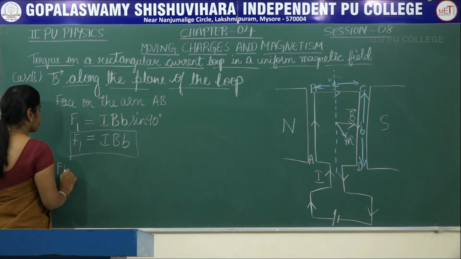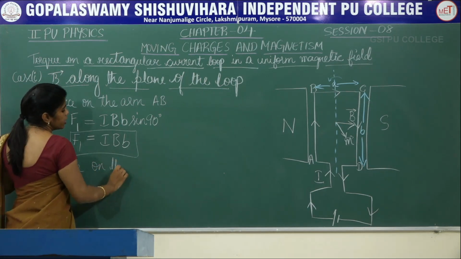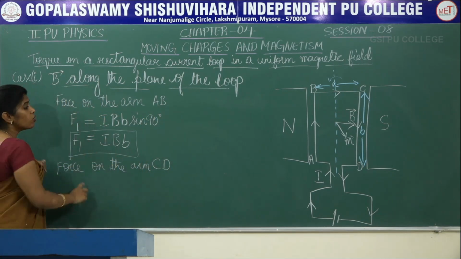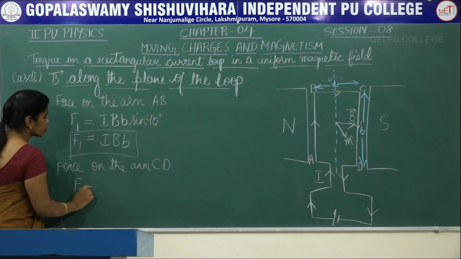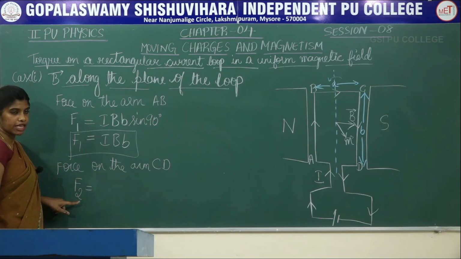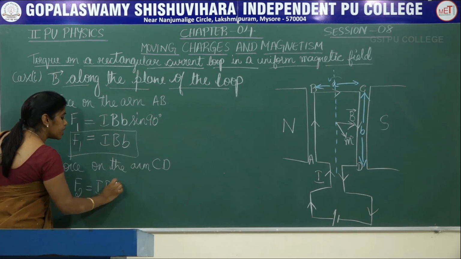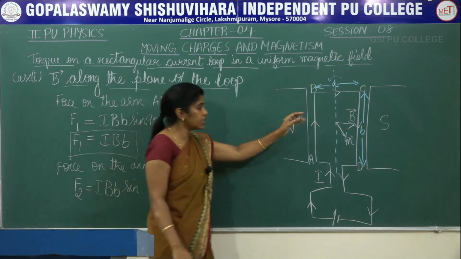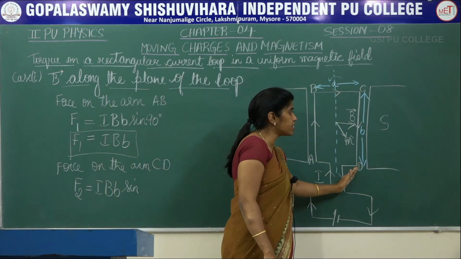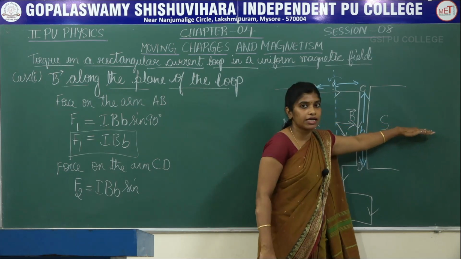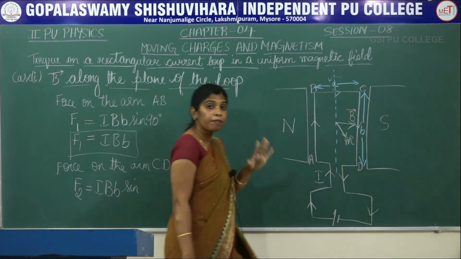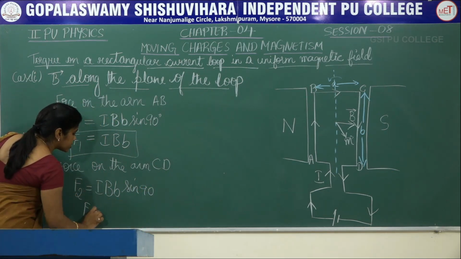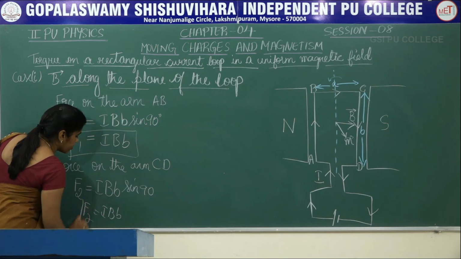Similarly, let us find the force on the arm CD. The current is flowing from C to D. What is the force on this? I am going to consider the force on this arm CD as F2, and that is equal to IBb, same, the side is same. Coming to the angle, here it's the same, because the length element is in this direction and the magnetic field is acting like this. That means they are acting perpendicular to each other. Therefore, this is sine 90. Sine 90 is equal to 1. F2 is equal to IBb.